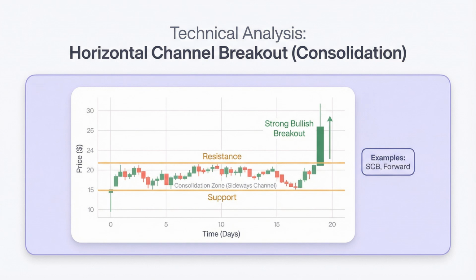Finally, the screener helps us identify consolidation breakouts. We look for stocks that have been moving sideways in a tight zone for days, like Forward or Standard Chartered Bank, and then suddenly break out of that range. Combining these technical breakout strategies with broker data is powerful, which leads us directly into evaluating the fundamental zone next.